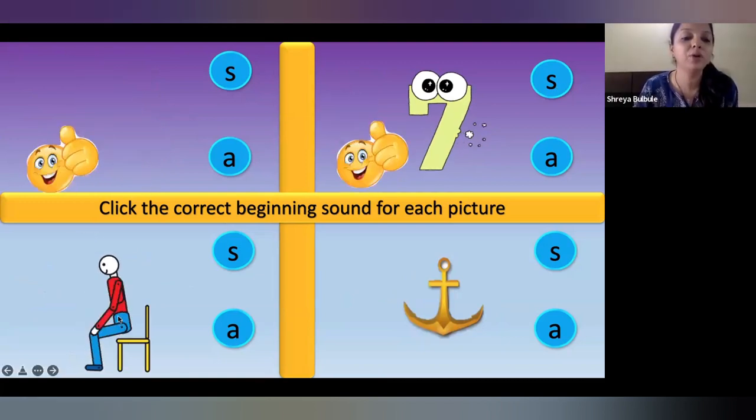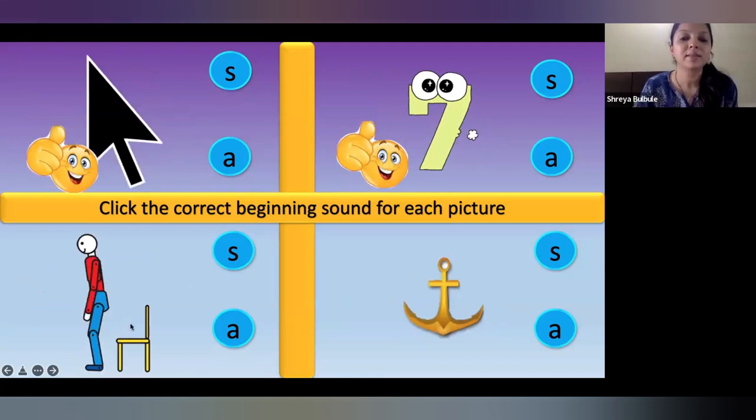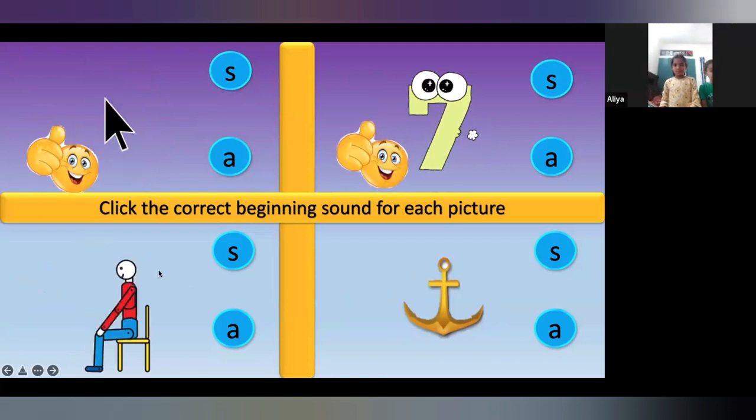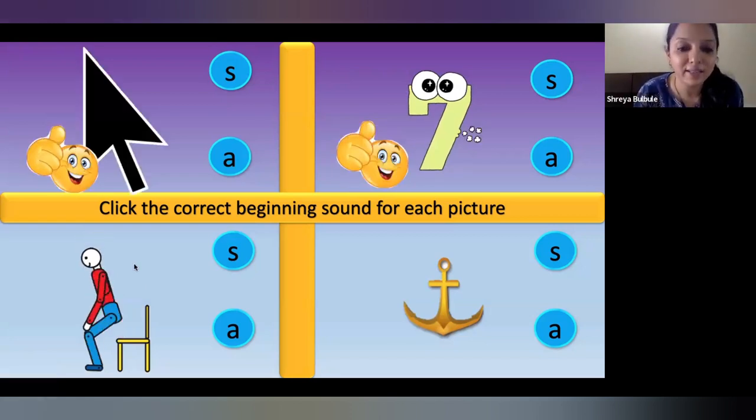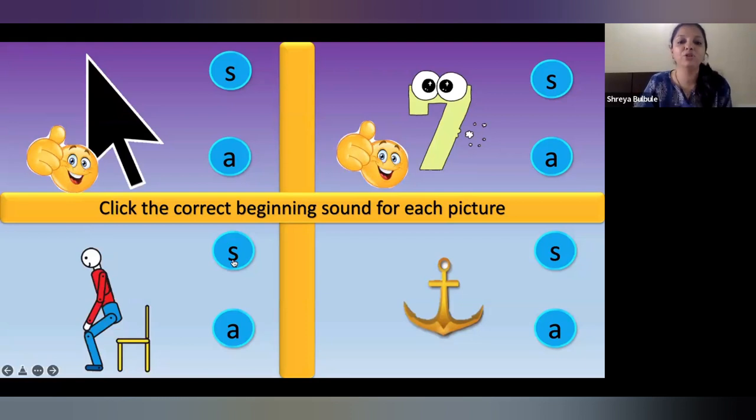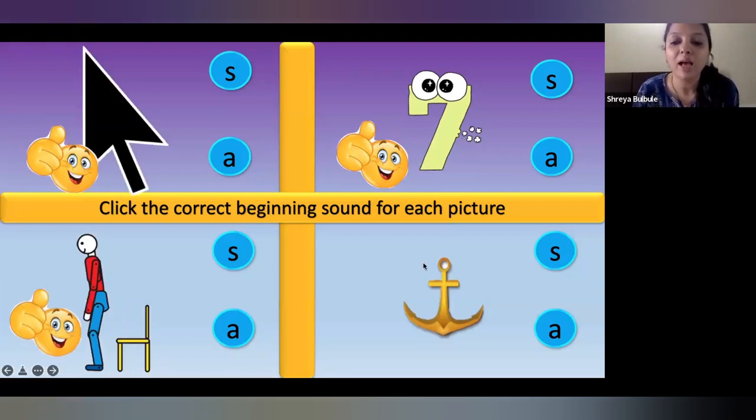What is the man doing on the chair? He is sitting. What sound? Sitting. Correct. Yes, correct. Good job. Very good. Last one.